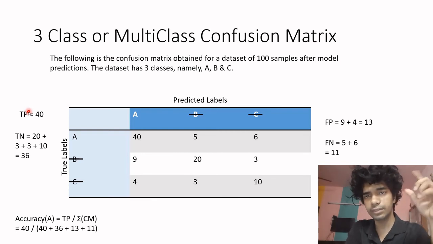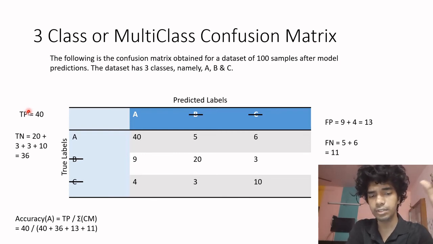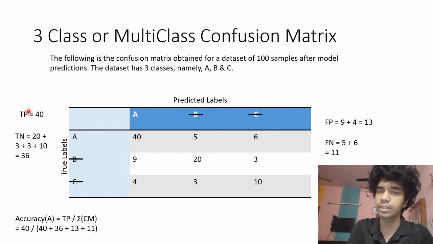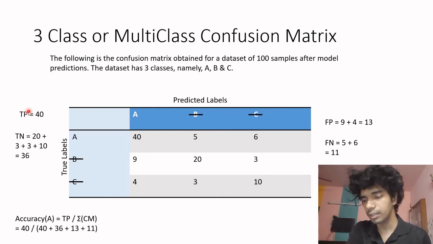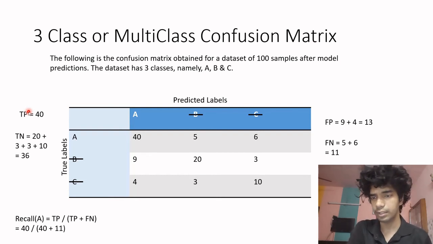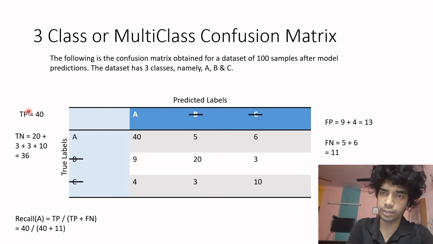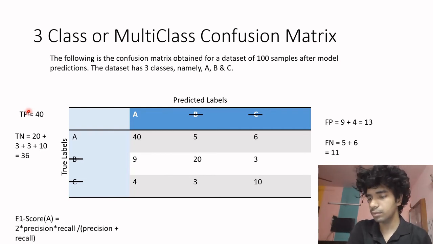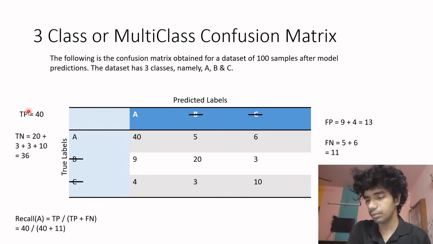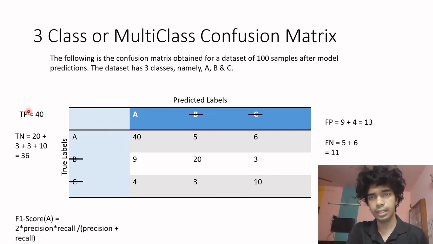So the true positive of A is 40, the true negative of A is 36, the false positive of A is 13, the false negative of A is 11. Now, to calculate the accuracy of A, it would be equal to the true positive of A divided by the entire confusion matrix. Because the confusion matrix is the general matrix, you cannot have a confusion matrix for A, right? So 40 divided by the sum of all the elements. So goes for recall: true positive of A divided by true positive of A plus false negative of A. So is the case with precision, so is the case with F1 score, and that's it.